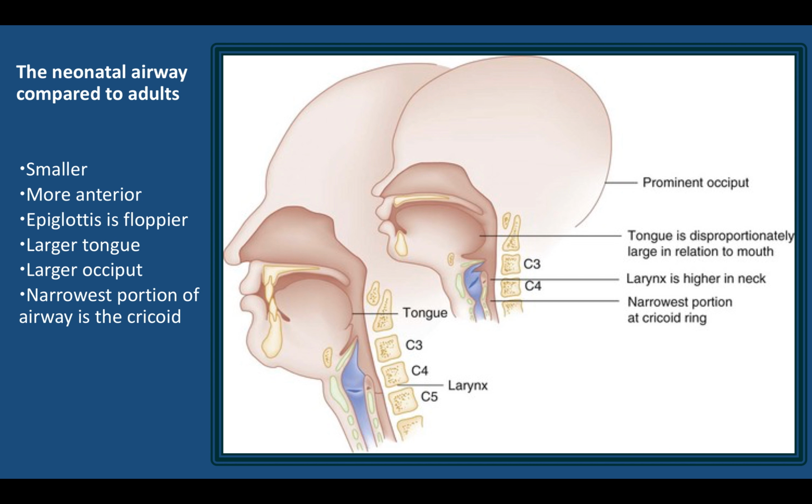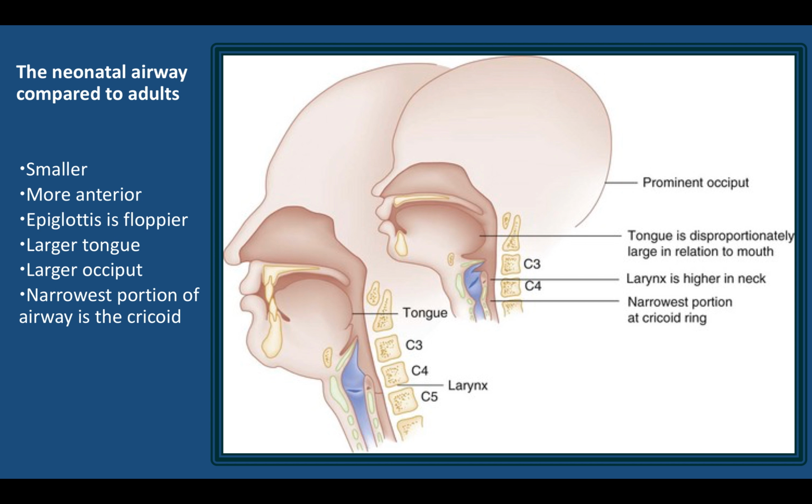Here you can see the common discrepancies between the neonate and the adult airways. Notice the posterior portion of the tongue is larger in the neonate. Notice the angle at which the vocal cords lie in the neonatal airway. The larynx is higher in the neck, making it more difficult to see.